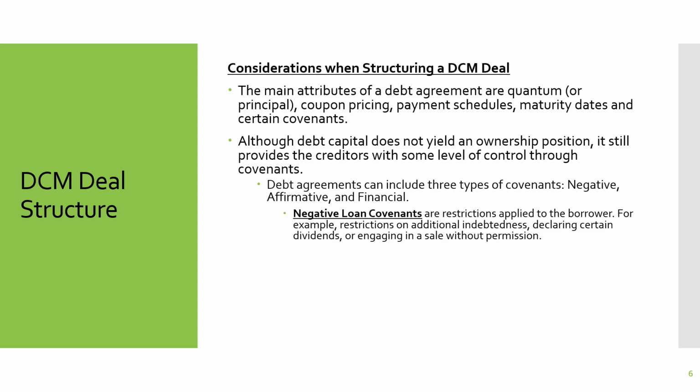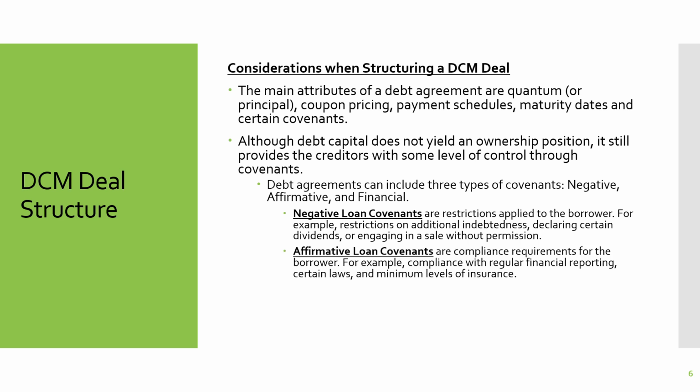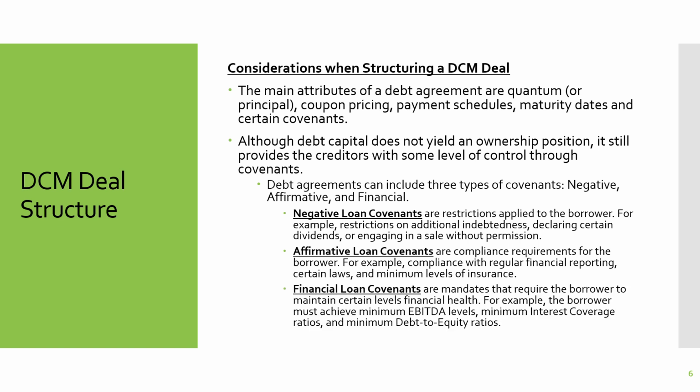Negative loan covenants are restrictions applied to the borrower, for example, restrictions on additional indebtedness, declaring dividends, or engaging in a sale without permission. Affirmative loan covenants are compliance requirements for the borrower, for example, compliance with regular financial reporting, certain laws, and minimum levels of insurance.